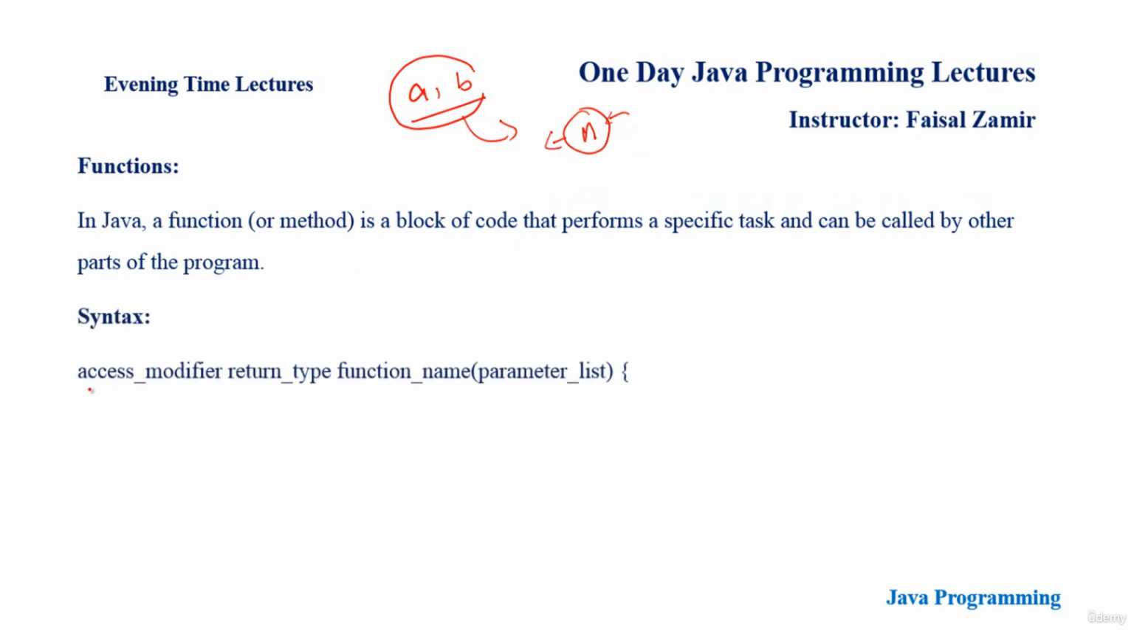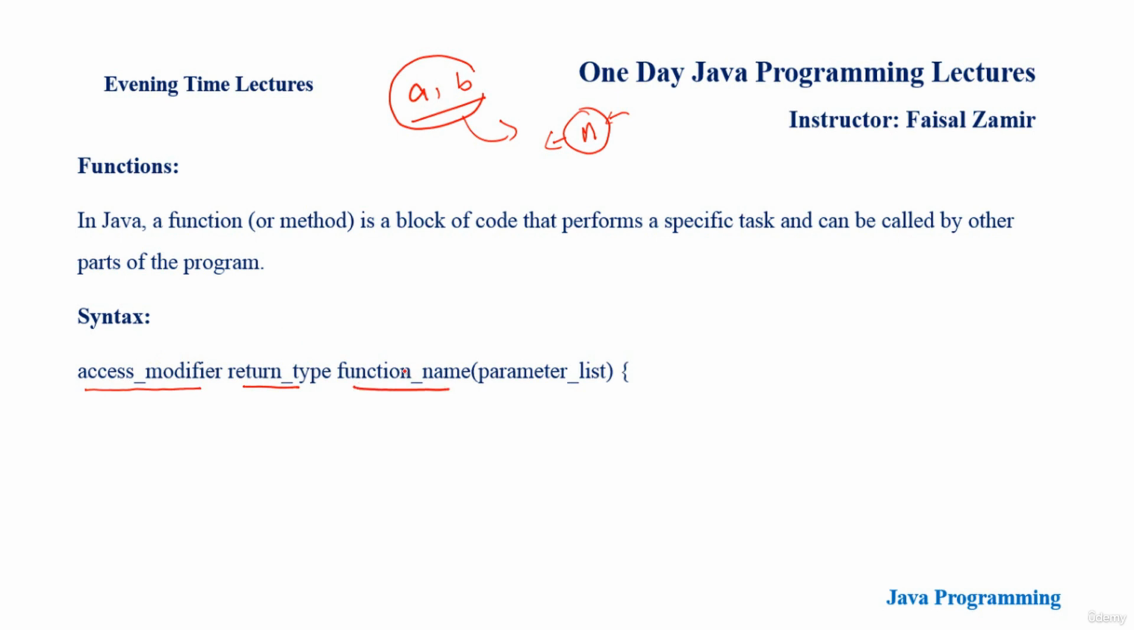The syntax is: access modifier, how you can access your function, for example public, private, protected. Return type, which type you want to set here, for example if you want to return your data to the function calling point. So maybe int, float, string. It depends upon your data.